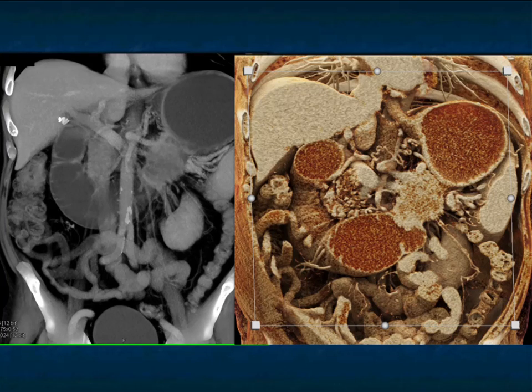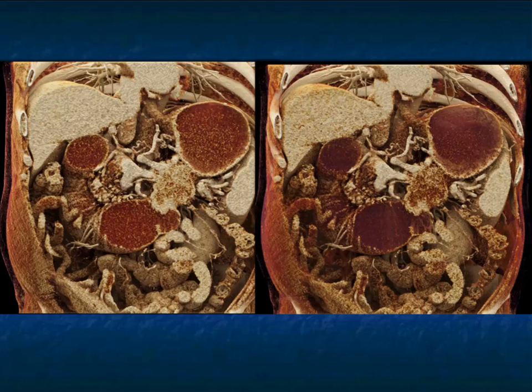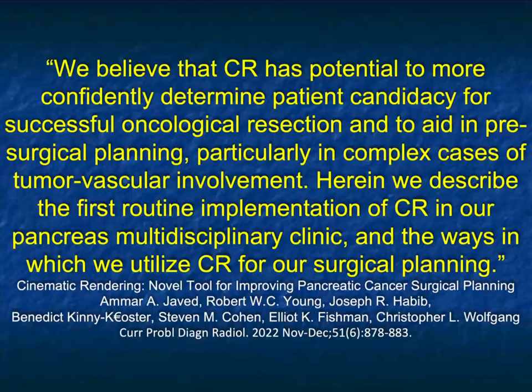Again, look at the textural changes of the tumor compared to the normal head and uncinate process. So again, one of the things we're trying to do is rethink things, not so much looking for masses, but looking for textural changes. So just a really nice example. And we believe that cinematic rendering does have really good potential.